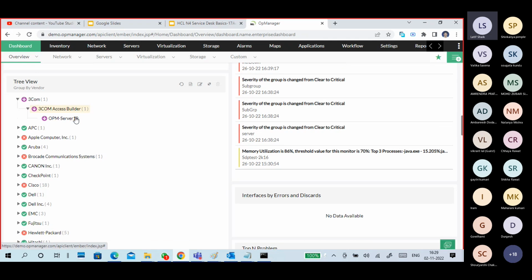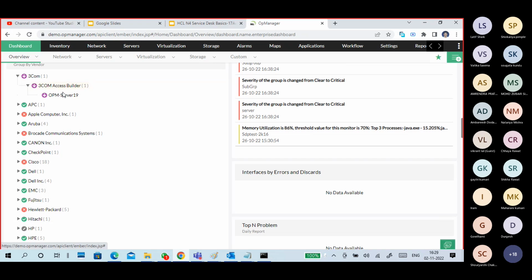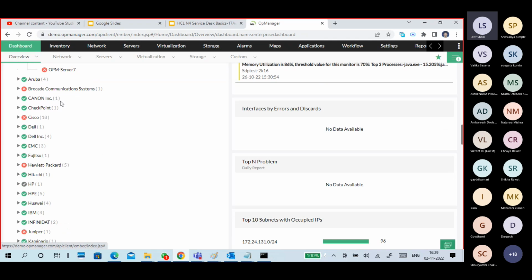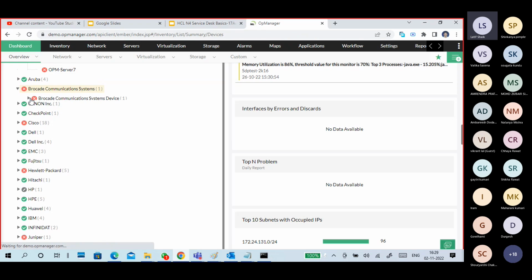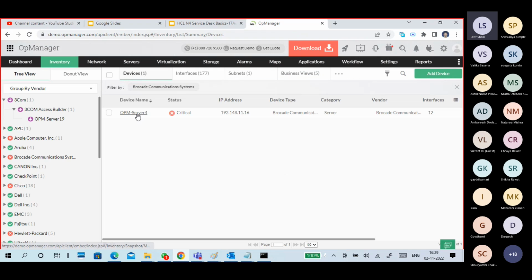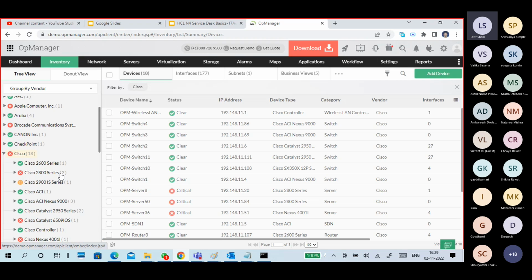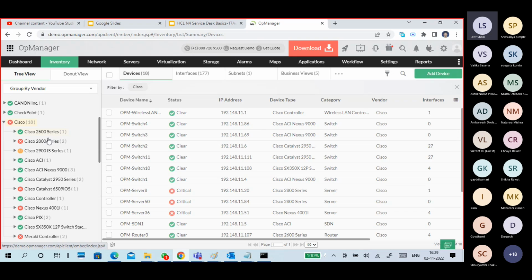This is the tree view. It means, what is the device, and under that company device, what are there? The Apple computer, one Apple computer. This is some server problem. Brocade Communication Systems problem. The tree view kind of stuff. What has happened to this server? It is critical. Some Cisco router. This series is okay, but this is not okay. This is having a problem. Clearly a critical kind of situation.